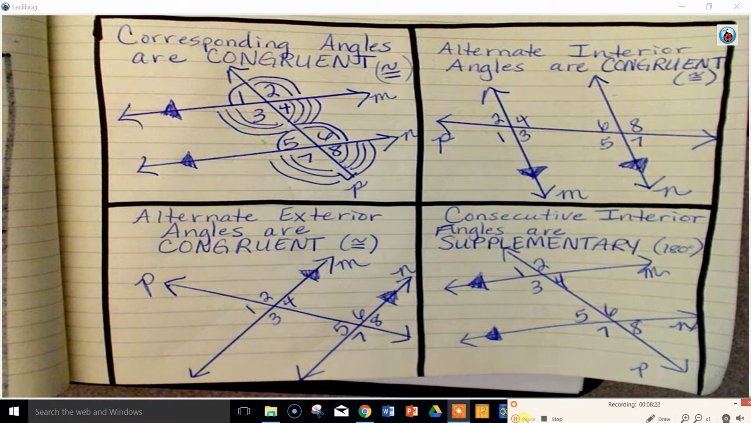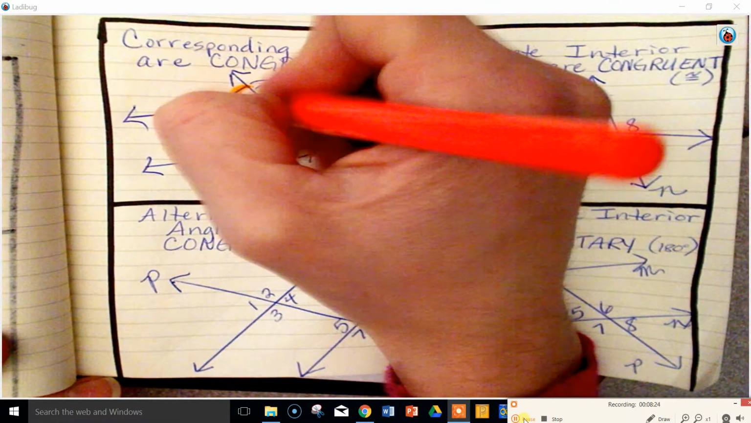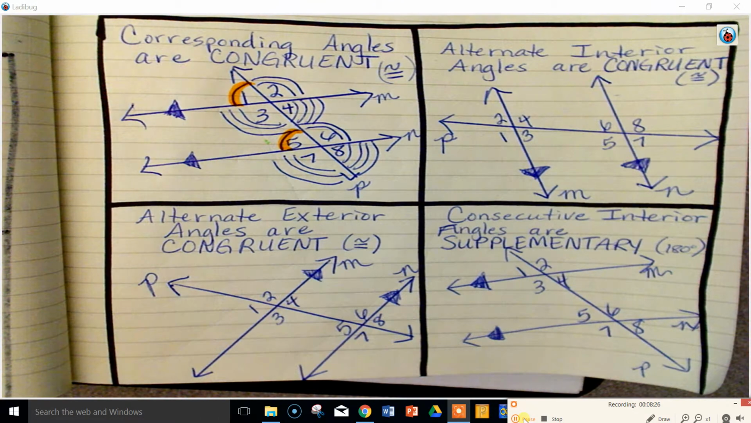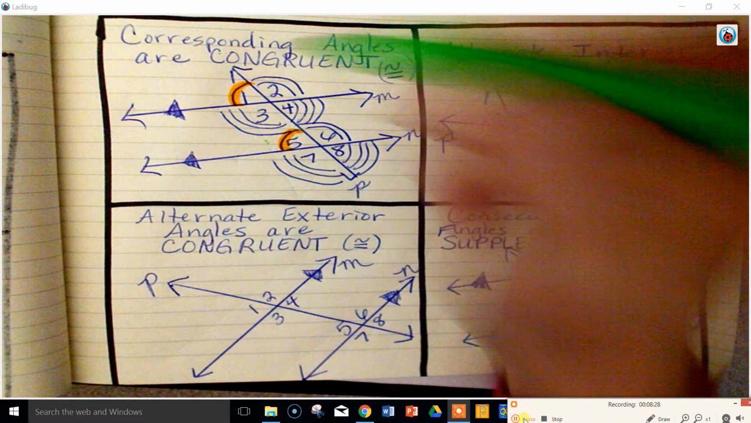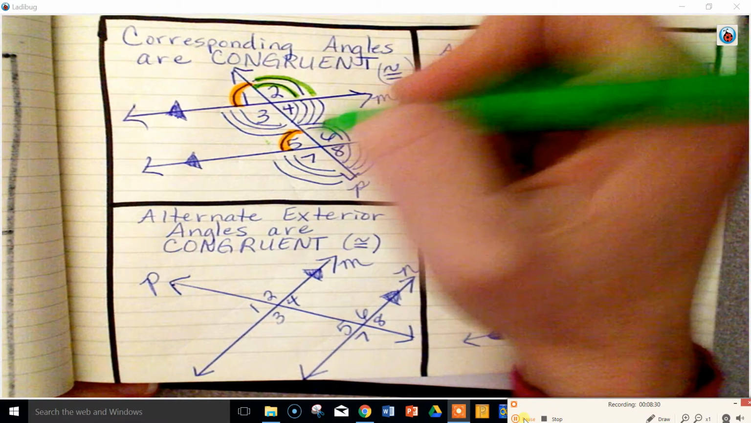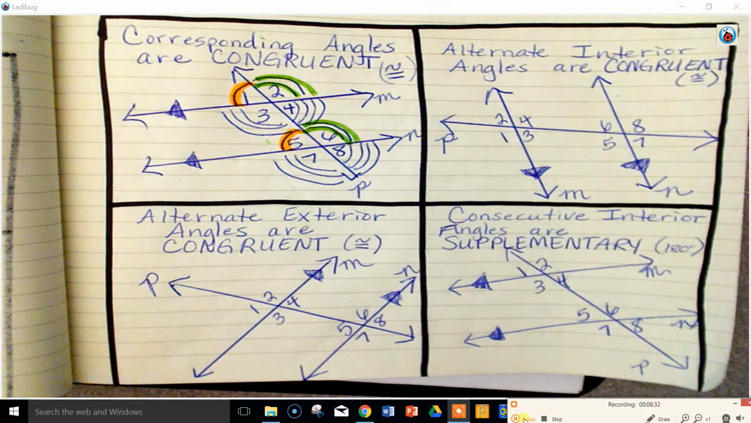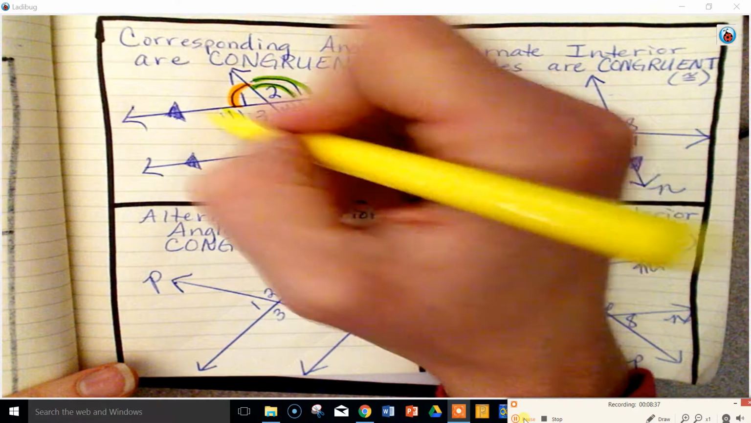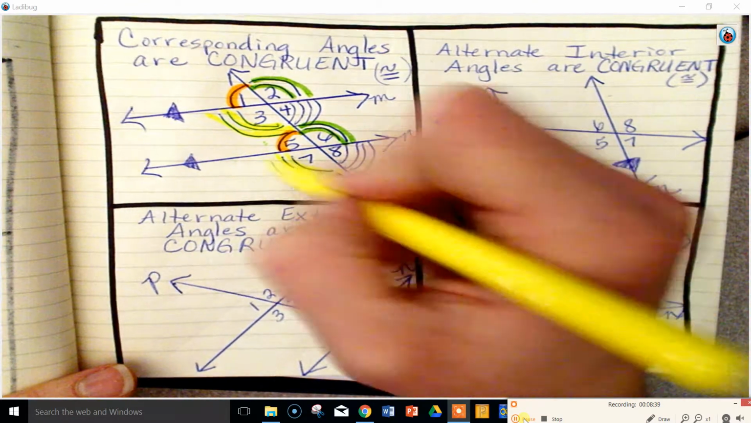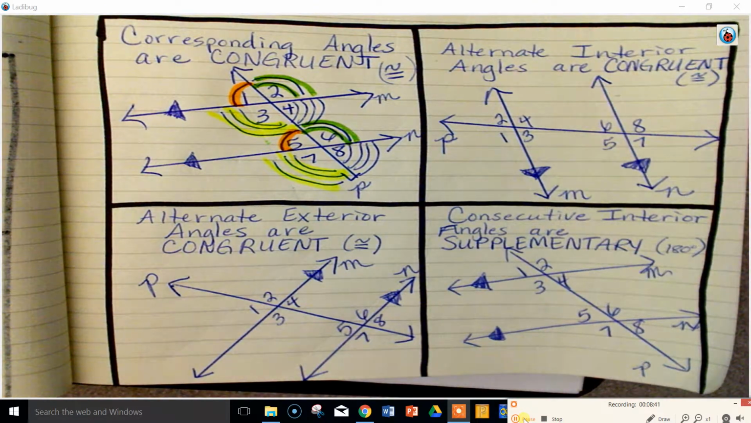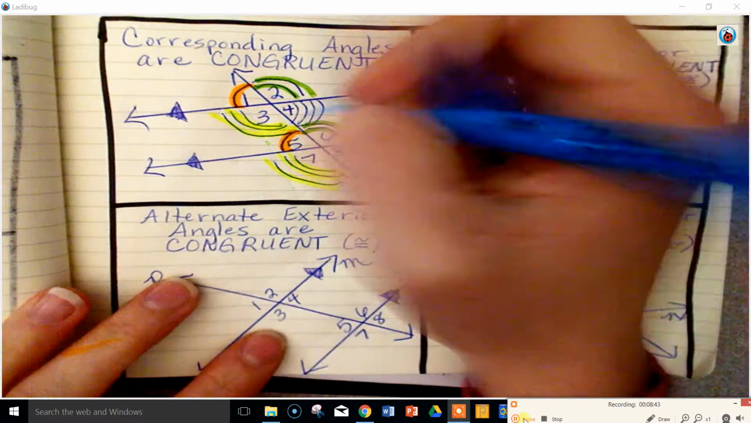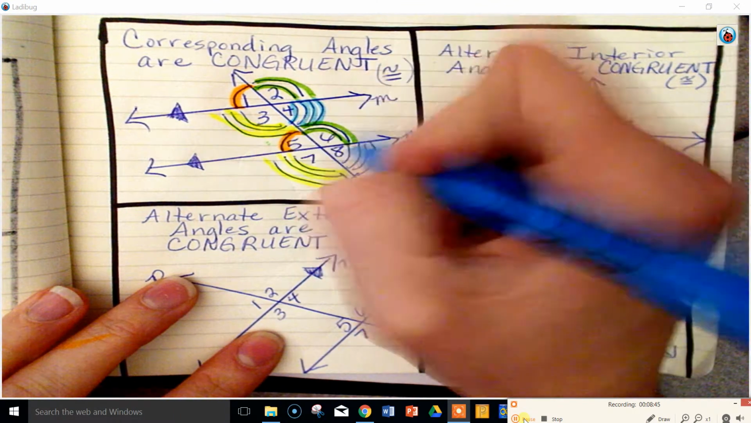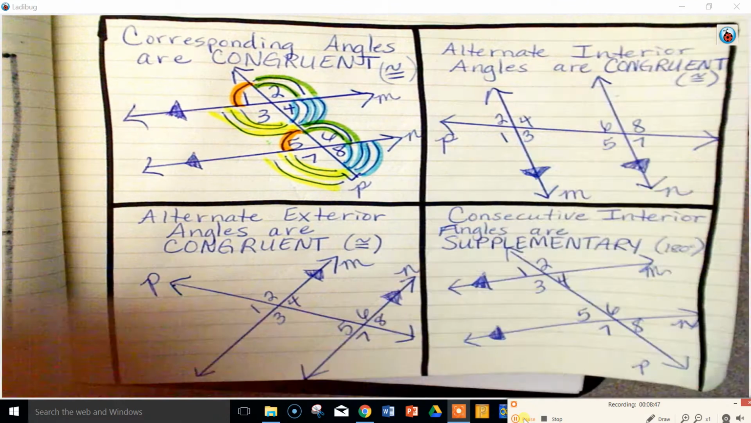And if it helps, you can always color code these two to see it visually. 1 and 5 are corresponding angles. They're congruent because you have parallel lines. 2 and 6 are corresponding angles, and they're congruent because you have parallel lines. 3 and 7 are corresponding angles, and they're congruent because you have parallel lines. 4 and 8 are corresponding angles, and they're congruent because you have parallel lines.